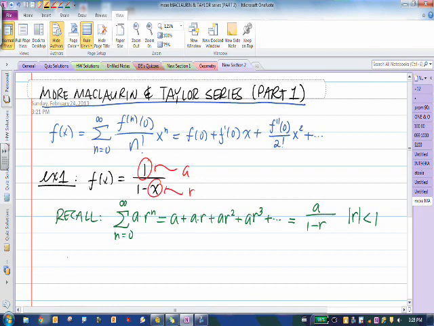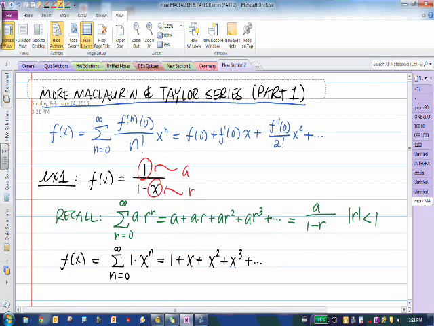So without doing any work, I can tell you that f of x can be represented by its power series as sigma n equals 0 to infinity, where a is 1 and r is x, so x to the n. And if you write it out, it looks like this: 1 plus x plus x squared plus x cubed plus dot dot dot. What's remarkable is this very simple series actually represents the function above.